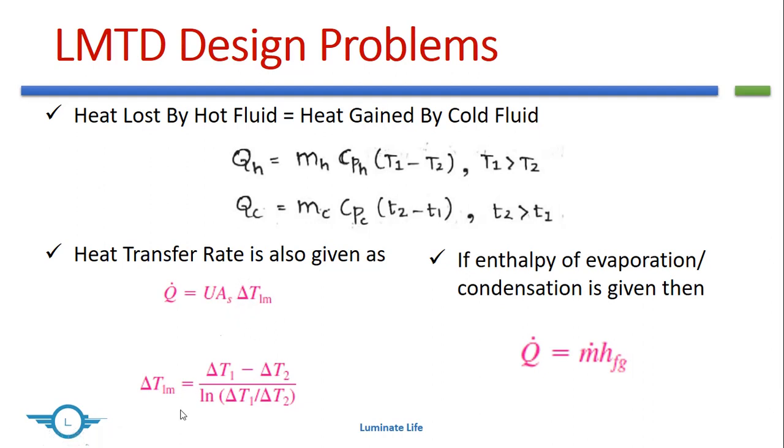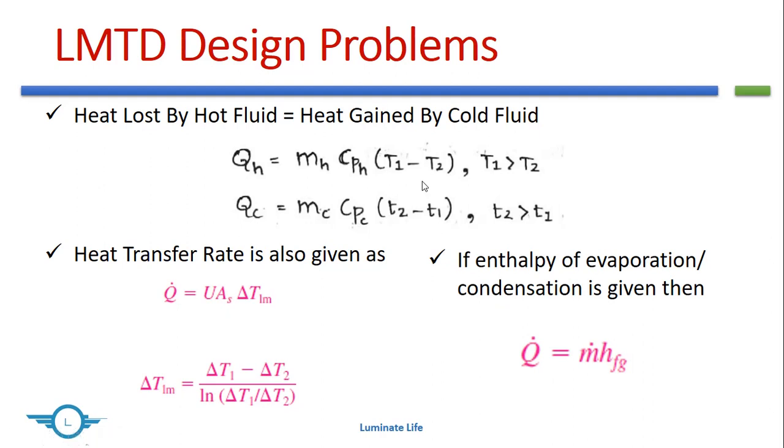So this delta Tm is usually (delta T1 minus delta T2) by ln(delta T1 by delta T2), where delta T1 is the temperature difference at the inlet and delta T2 is the temperature difference at the outlet. Now, in certain problems where condensation or evaporation is involved, you will not have a temperature difference, because both of those processes are phase change processes.